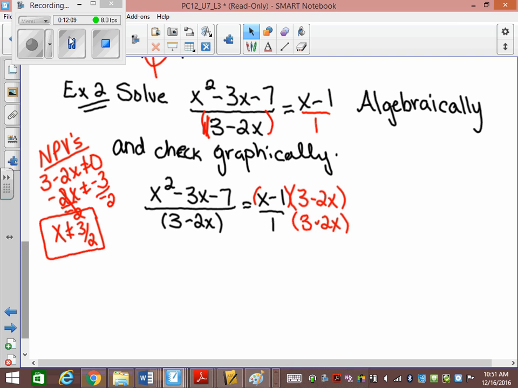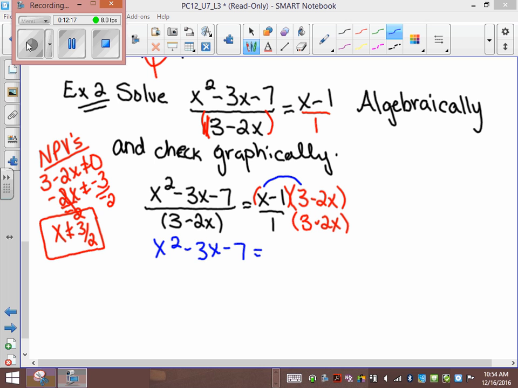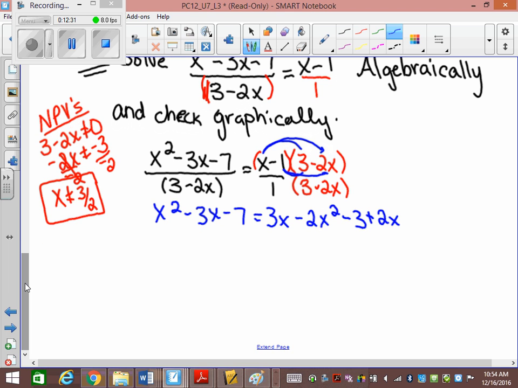Try this one out. Okay, so the top you're going to get x squared minus 3x minus 7 on this side, which doesn't change. This side you're going to get 3x minus 2x squared minus 3 plus 2x. Now they're both over 3 minus 2x, so I'm just going to drop off the denominator. I'm going to move them all to the left-hand side, just because then I'll get a positive x squared, which I like better.